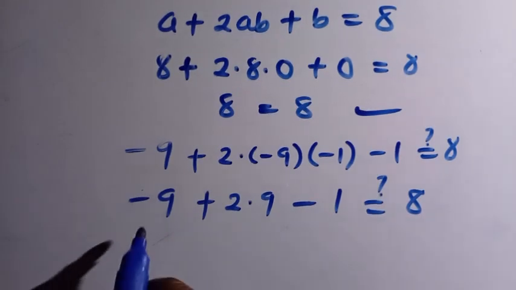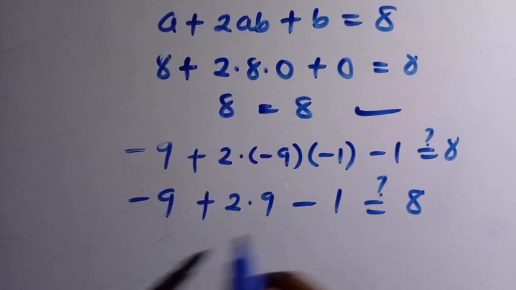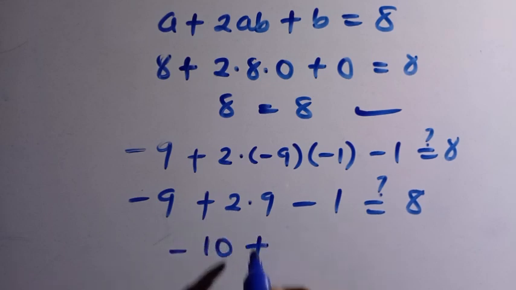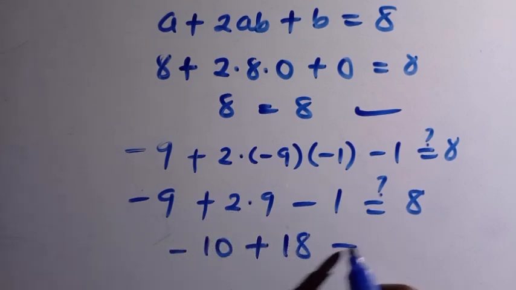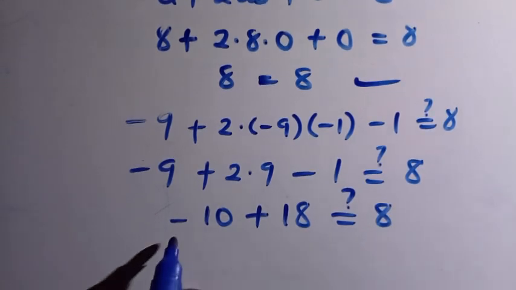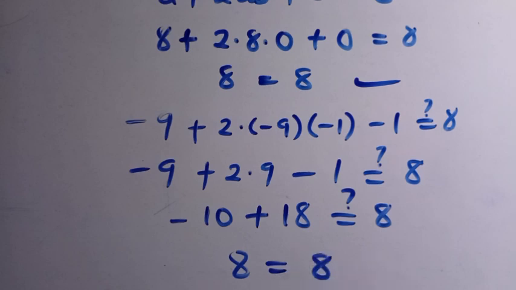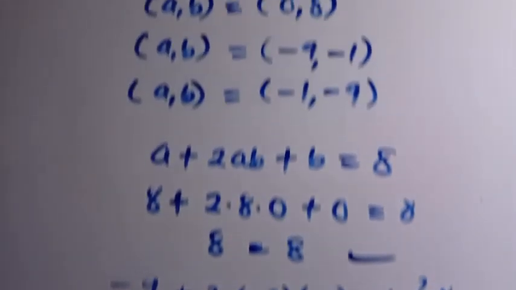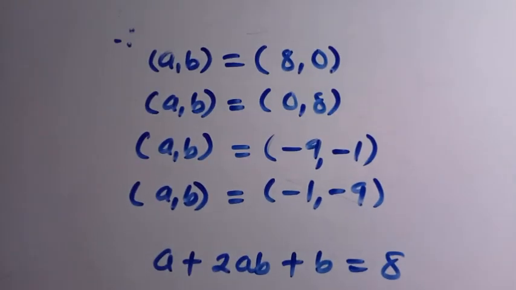By this, we have minus 9 here, minus 1, that is minus 10, plus 2 times 9, that is 18. So I want to check if this equals 8. Looking at this, minus 10 plus 18 gives us 8. So 8 equals 8, which shows that the left hand side and the right hand side are equal when we check for the two integers. So here are the values that satisfy this problem.